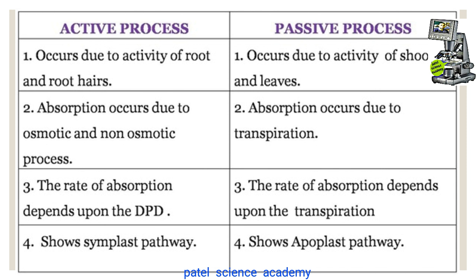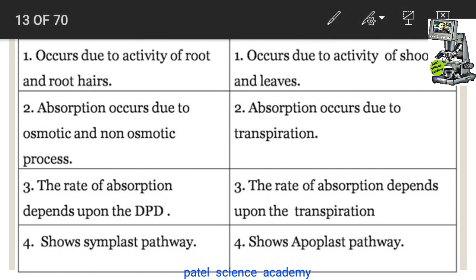Now we will see the active process and the passive process. The difference between them: the active process occurs due to the activity of the root and root hair, while the passive process occurs due to the activity of the shoot and the leaves. Absorption occurs due to osmotic and non-osmotic processes in active transport, while absorption occurs due to transpiration in passive transport.